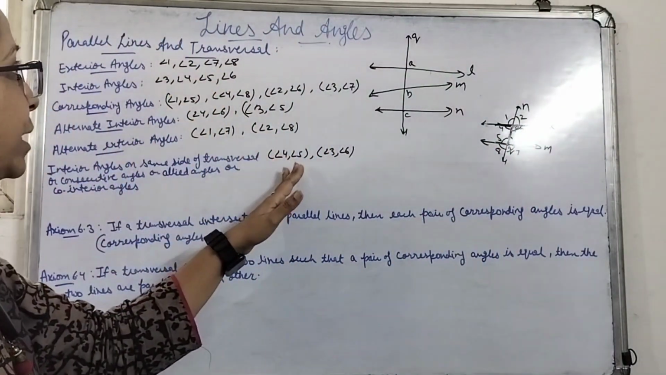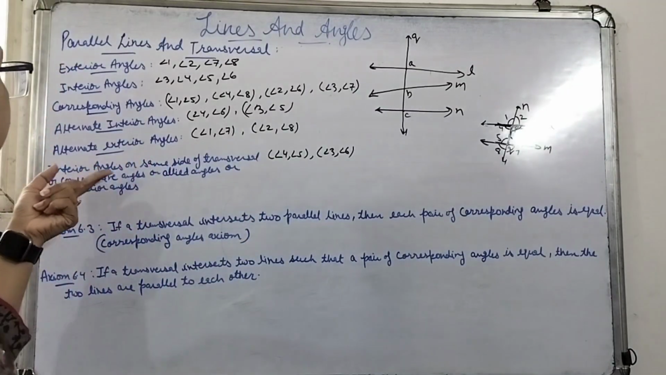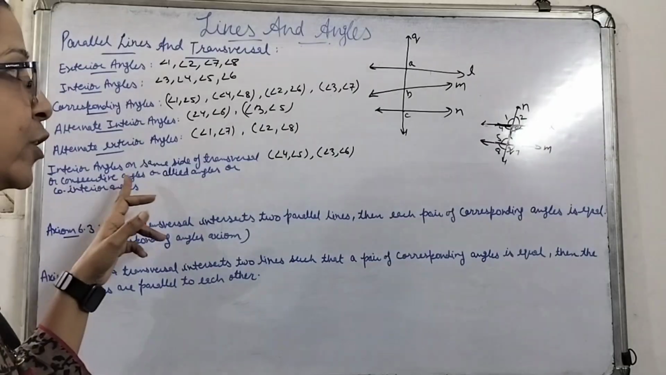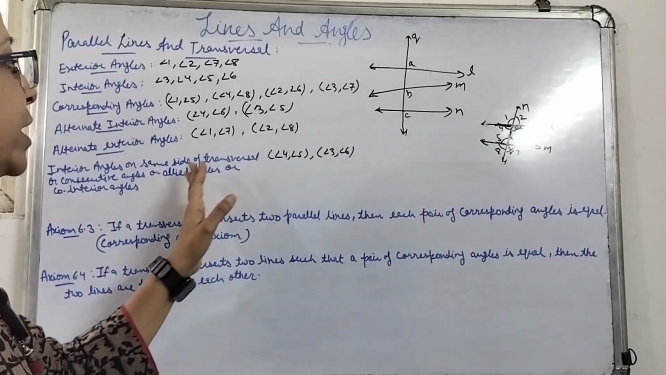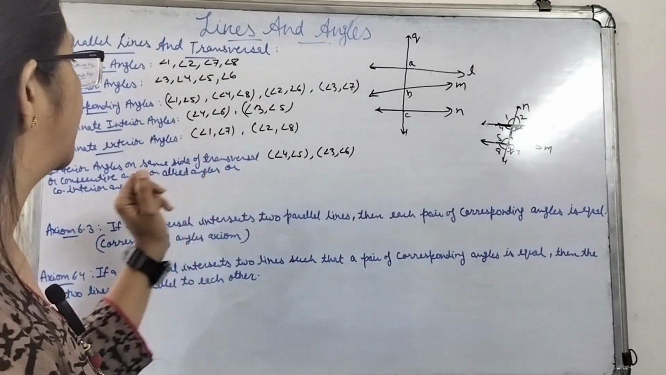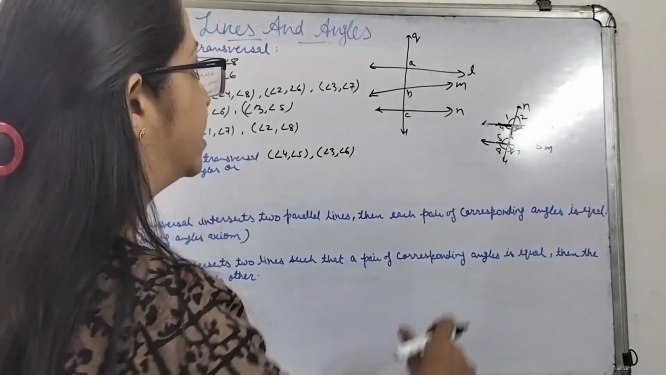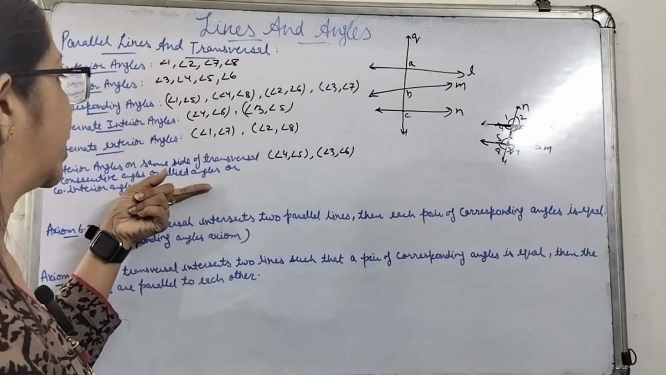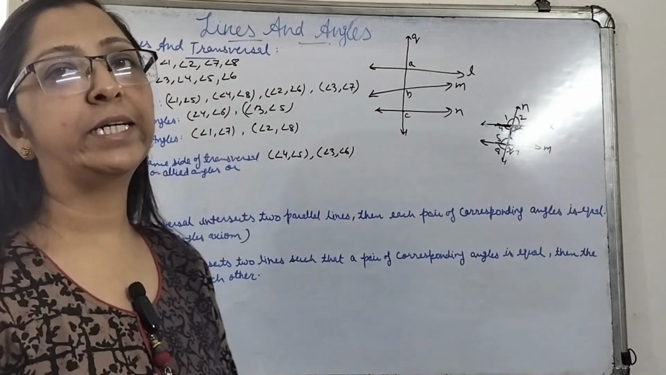This is how we can name all these angles. Interior angles on the same side of the transversal are also known as consecutive angles, allied angles, or co-interior angles.